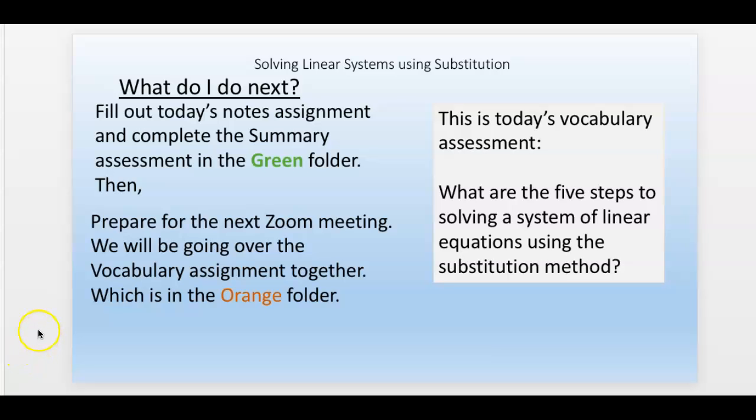Right now, y'all, you're in the green folder. Go ahead and complete today's notes assignment and the summary assessment.